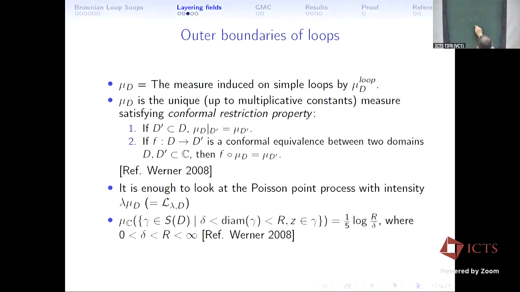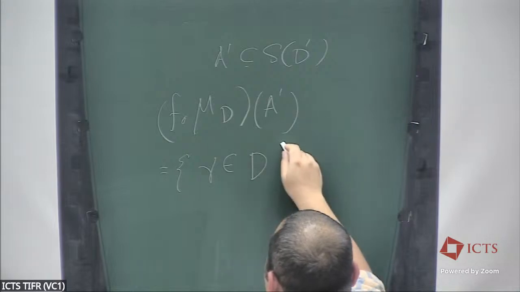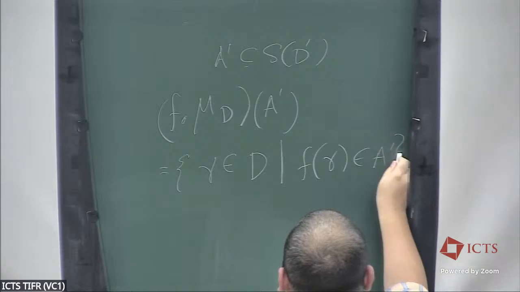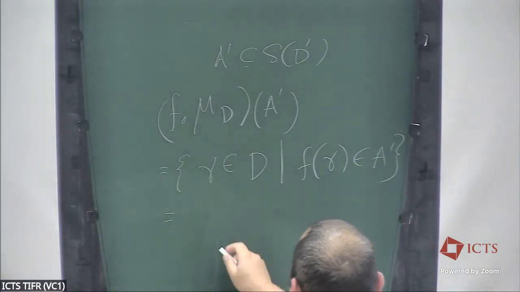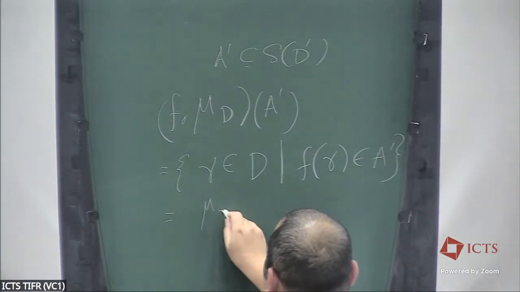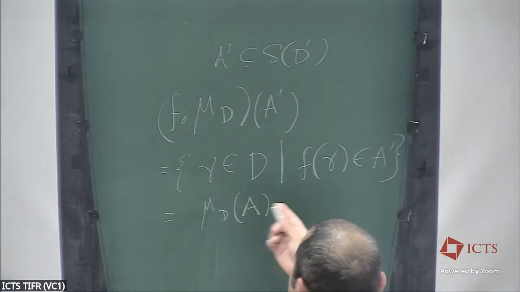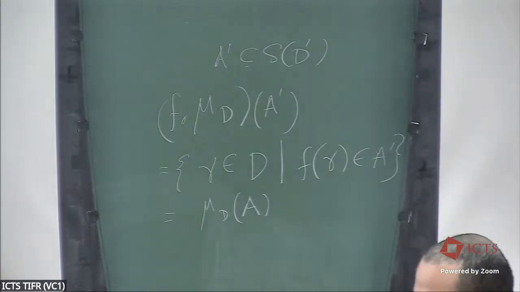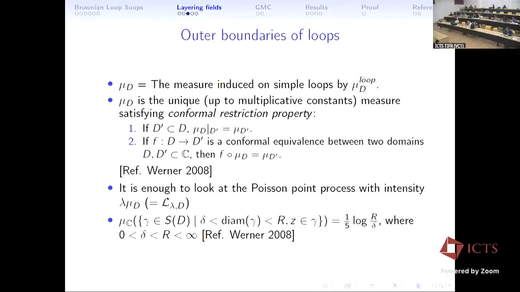Yeah, and so this is going to be all the loops, I think, in the such that, okay, and this is, I think, something like that. I think I'm making, okay, maybe an inverse here, but yeah, okay. So something like that. Yeah. Because the intensity is just a mu d, and mu d only gives mass to simple loops. Okay.